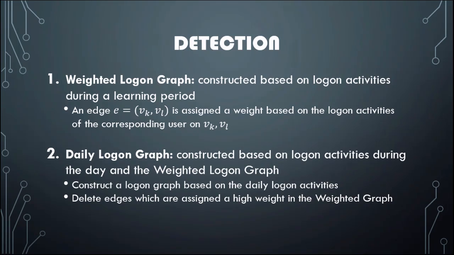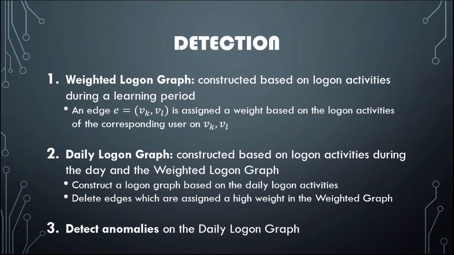In the second stage, we will remove all the edges which were assigned a high weight in the weighted graph that we computed in the previous stage. Basically, we want to remove all the edges that we expect to see on a given day and only be left with the edges that are less likely to appear in our environment. And on that graph, we'll try to detect anomalies which might indicate that an attack might be going on.